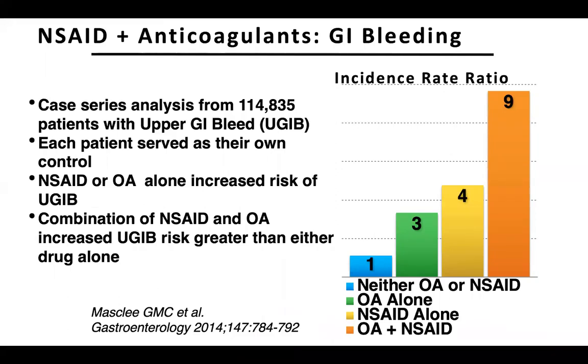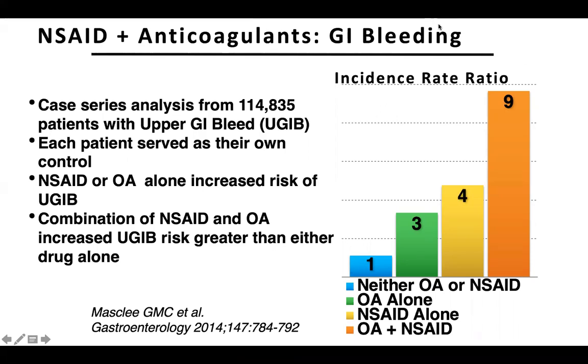And this is just one of many studies. It's one of the best documented because of the number of patients. This was done in Europe, Netherlands, Italy, and Denmark. And they looked at people who developed an upper GI bleed, and each patient served as their own control. So they were able to eliminate some of the confounders by doing that.